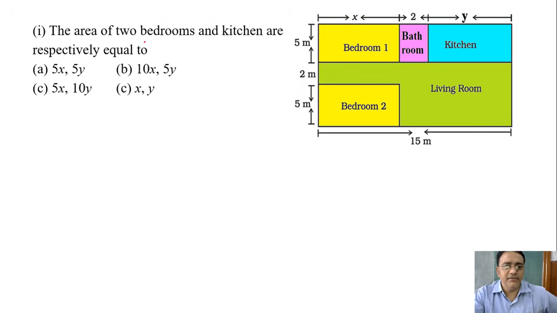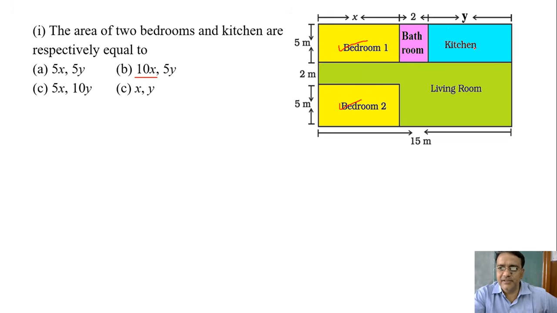The area of 2 bedrooms and kitchen are respectively equal to. See, what is the area of this bedroom number 1? Length is x. 5x. Yes, very good. 5x. And this is also 5x. So, what is the area of 2 bedrooms? 10x. So, यहाँ पे एक ही ऑप्शन पे 10x है यहाँ पर.